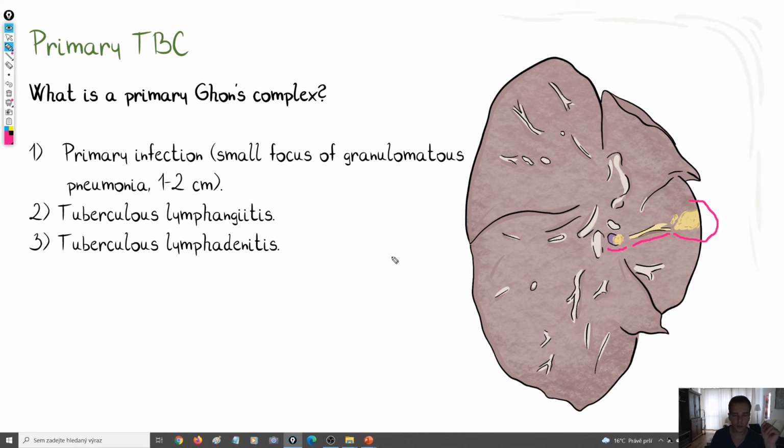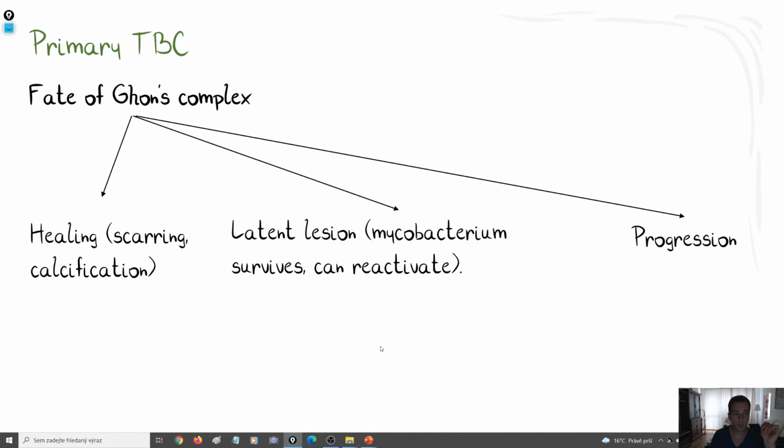So the regional lymph node is full of epithelioid caseous granulomas. And those three things, primary TBC pneumonia, TBC lymphangitis, and TBC lymphadenitis, all those three things together, are called primary Ghon's complex. So it's a primary infection of TBC. And what is the fate of Ghon's complex?